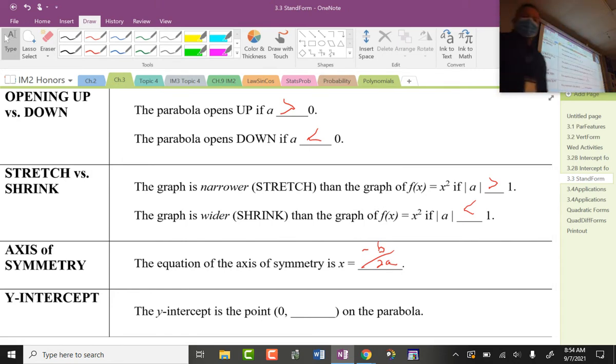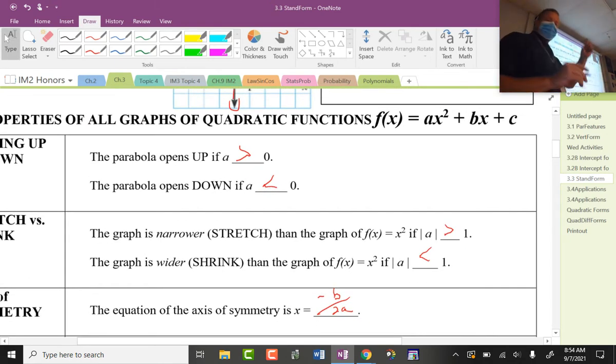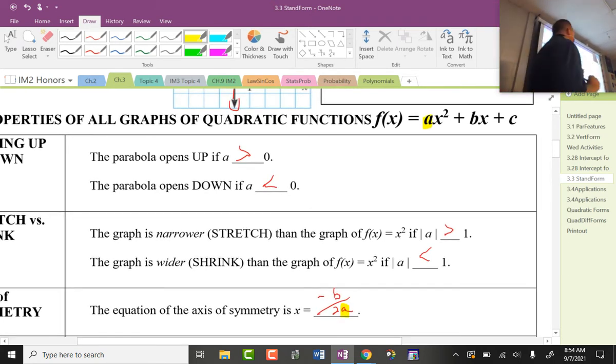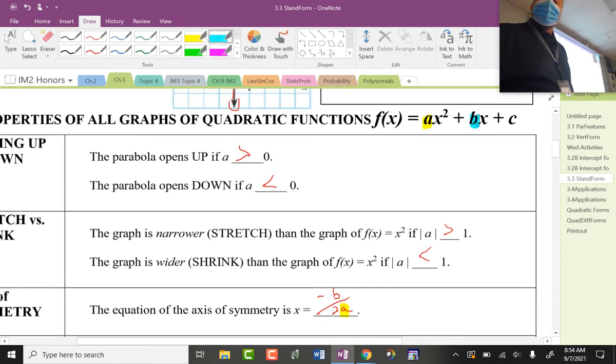Okay, but now back to this. And I guess I could scroll back down here. What's A, B, and C? It's right here. And I'm going to highlight this. Here's A. That's where it goes. Whatever that number is, it goes down in the bottom of this formula because it is a formula. And then what's B? It's the number in front of the X. And that goes up on the top.